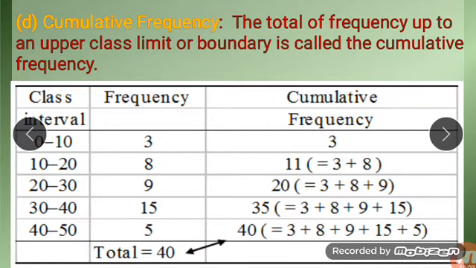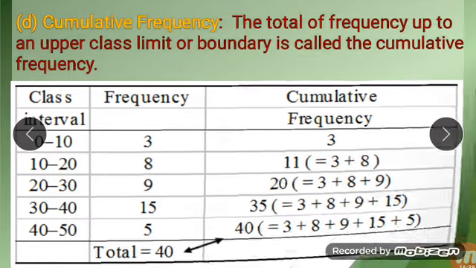For instance, this can be used if you are interested to know the number of students whose marks are less than or equal to 20. So how many? 3 plus 8, 11. If you are interested to know how many students have marks between 0 and 30, you will add all these 3 and the answer is 20. If you want the number of students whose marks are between 0 and 40, you will add 15 as well and you will get 35, and so on. So this is basically the use of cumulative frequency.